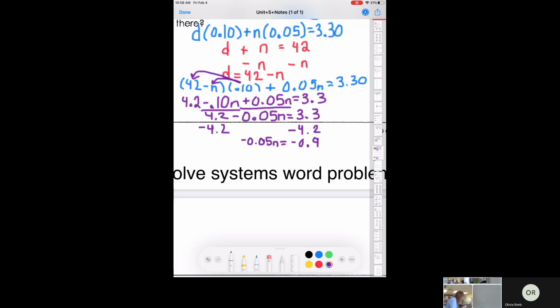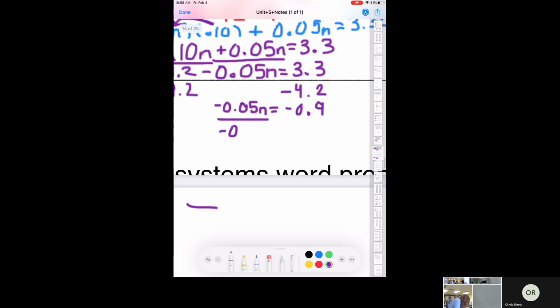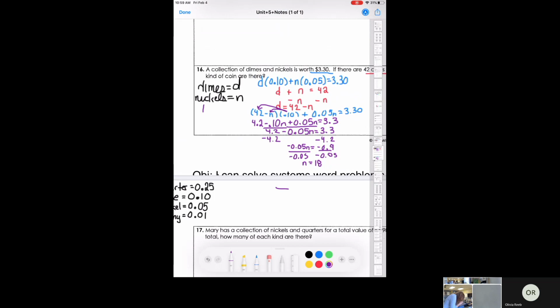My final step is to get the N by itself. I divide by negative 0.05, divide by negative 0.05, and I end up with N equals 18. 18 what? 18 nickels. So my N value is 18 nickels.